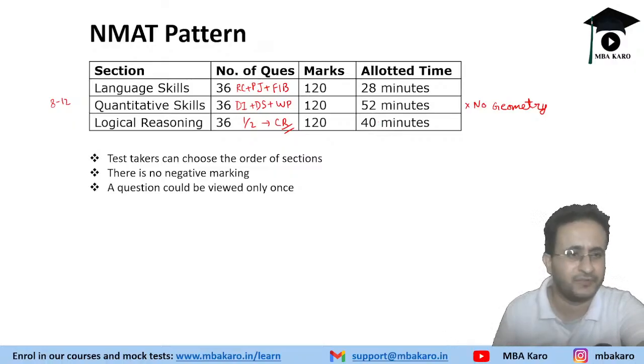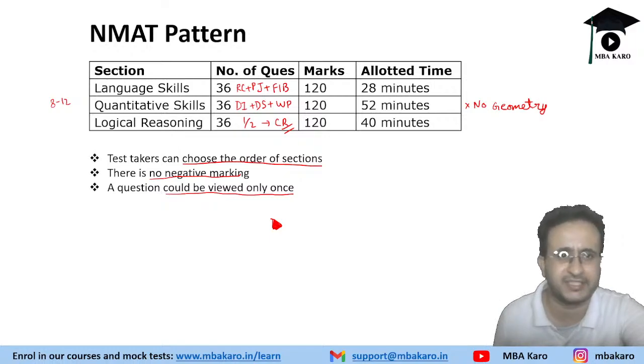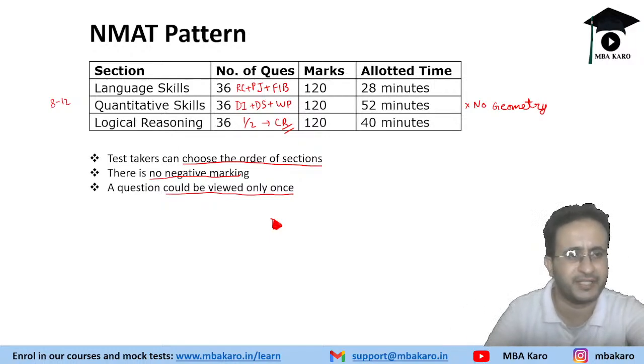Now, one must know that this is an examination in which you can choose the order of sections. This gives you the benefit that you can start with your strong section first. It is the only examination that lets you choose the order of sections. There is no negative marking, and another thing is that a question can be viewed only once. There is only the next button, there is no previous button, so you have no choice but to attempt a question. All questions are mandatory to be attempted in this paper. I'll create a detailed video on the adaptive marking system to help you understand the examination pattern better.